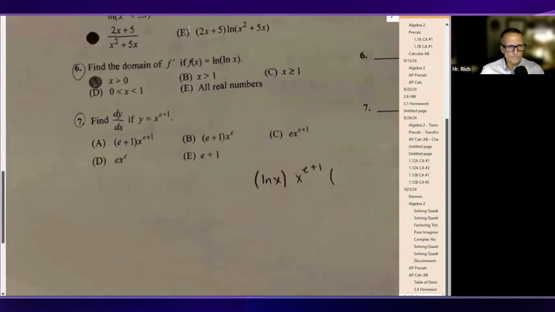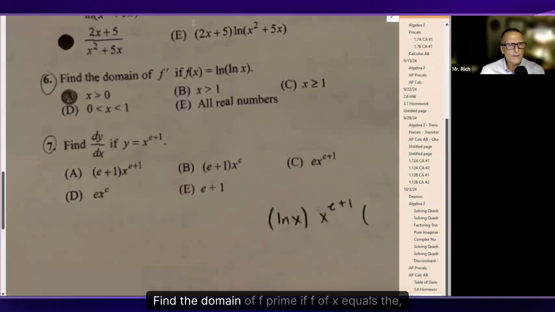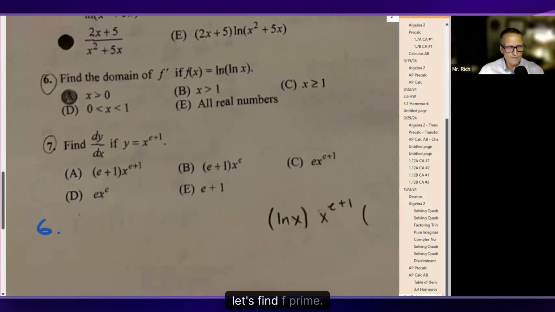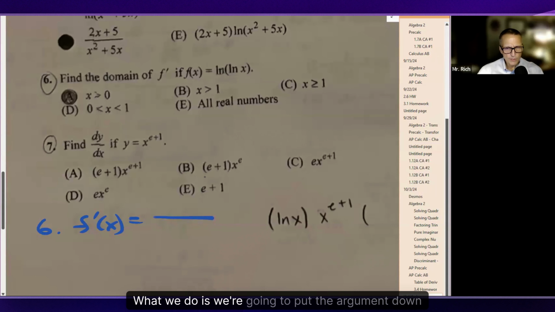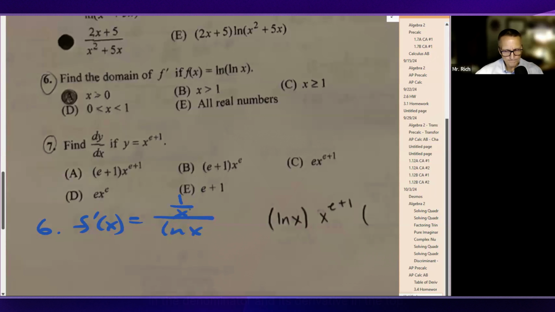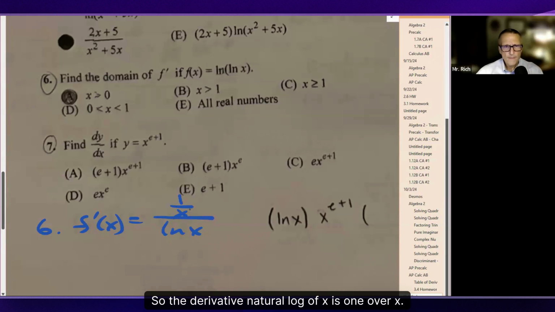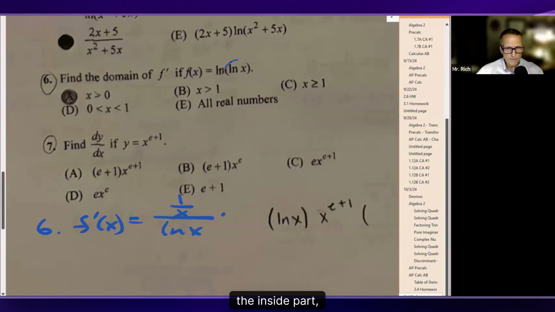Let's take a look at number 6. Number 6 is a calculus question. Find the domain of f prime if f of x equals the natural log of the natural log of x. All right, so for number 6, let's find f prime. This requires us to use the chain rule. To take the derivative of the natural log of something, we put the argument down in the denominator and its derivative in the top. So the derivative of natural log of x is 1 over x. But we also have to multiply by the derivative of the inside part, which is the derivative of natural log of x, which is 1 over x.